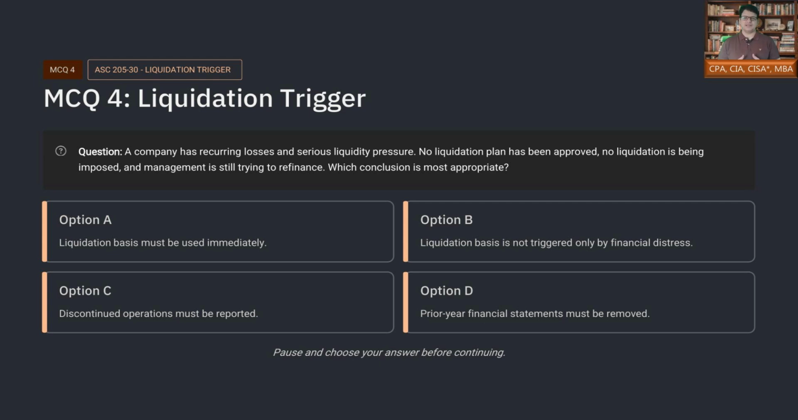A company has recurring losses and serious liquidity pressure. No liquidation plan has been approved, liquidation is not being imposed, and management is still trying to refinance. Which conclusion is most appropriate? This question is designed to test whether you confuse financial distress with liquidation basis.